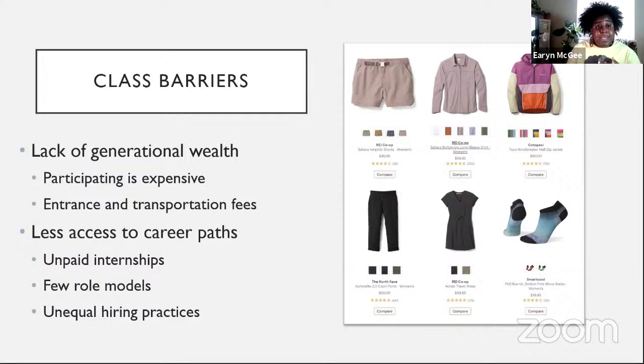And then because people have not been able to have these experiences in the outdoors, they don't know about potential jobs, then you have less access to career paths. So within conservation and natural resources, a lot of internships are unpaid, and a lot of Black people cannot afford to do that. And because they don't have these experiences, that means that there are less Black people in these roles, so they have fewer role models to look up to. And then even once you get past all of these other barriers, there's unequal hiring practices, so then you still can't break into this kind of field.